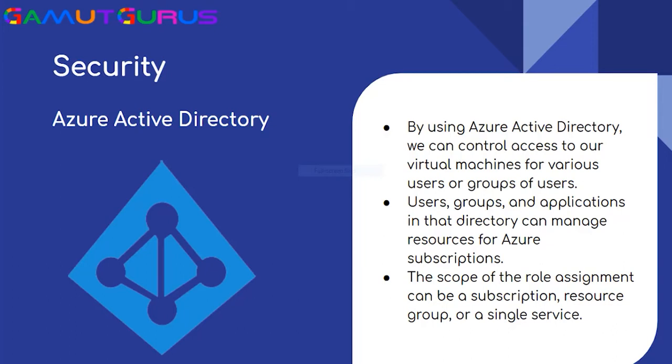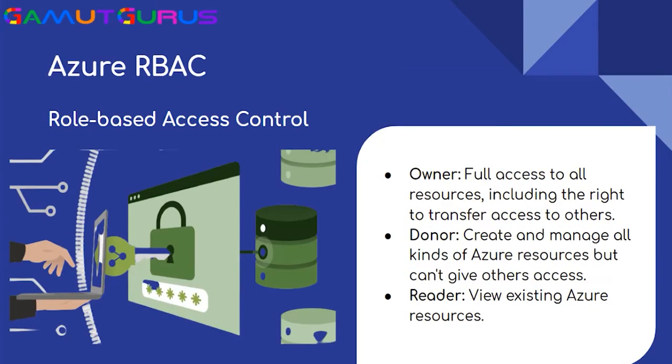The scope of the role assignments can be a subscription, resource group, or a single service. Azure also comes with RBAC control, abbreviated as role based access control, in which we have three types: owner, contributor, and reader.